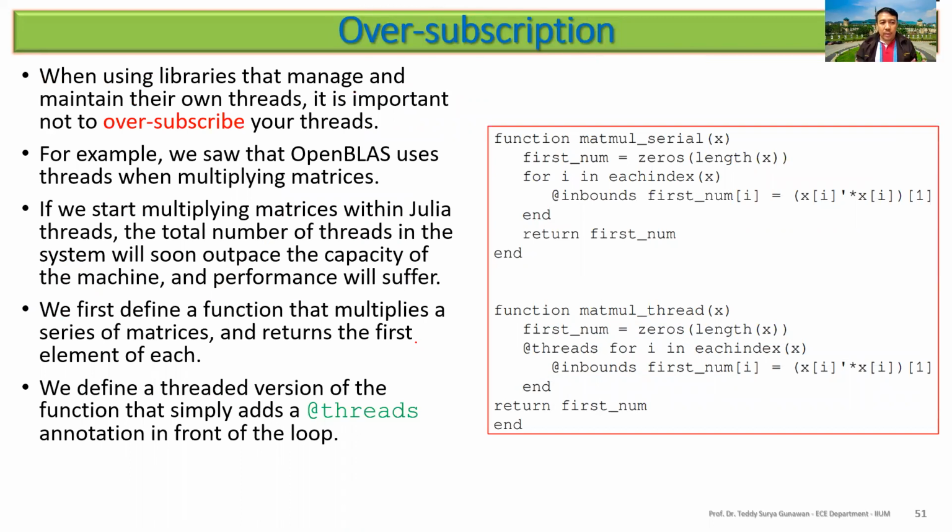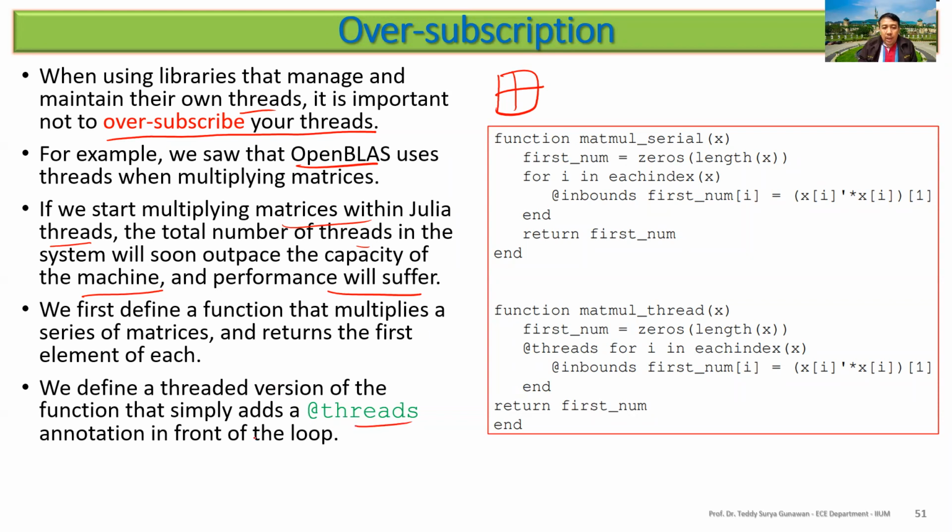What is oversubscription? When using a library that manages and maintains its own threads, such as OpenBLAS, it is important not to oversubscribe your threads, because it's already in threaded mode, so you don't need to create threads again. When we start multiplying matrices with Julia threads, the total number of threads in the system will soon outpace the capacity of the machine, and performance will suffer. The rule of thumb is that if you have 4 cores, you have 4 threads at maximum.